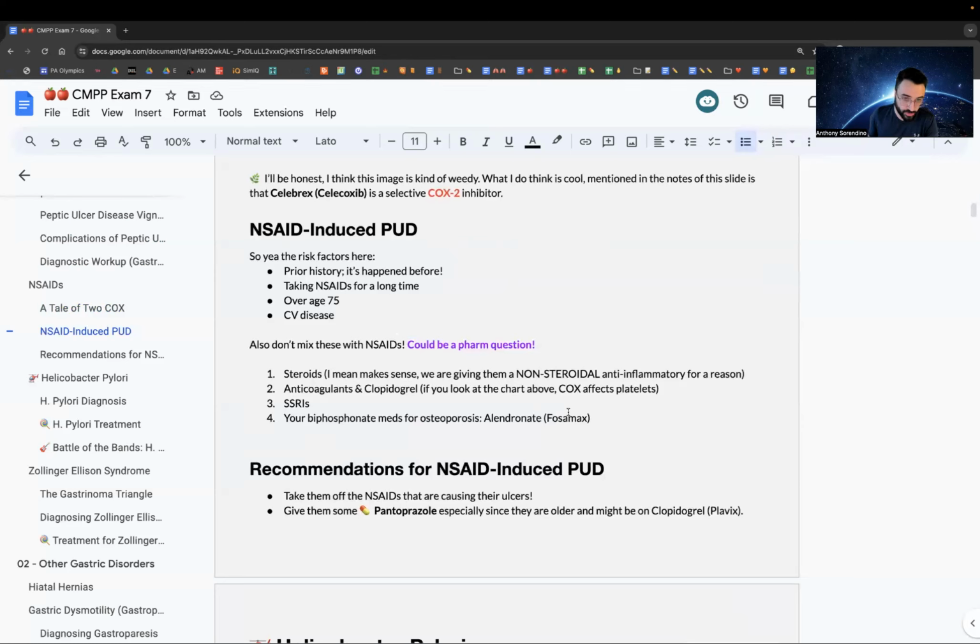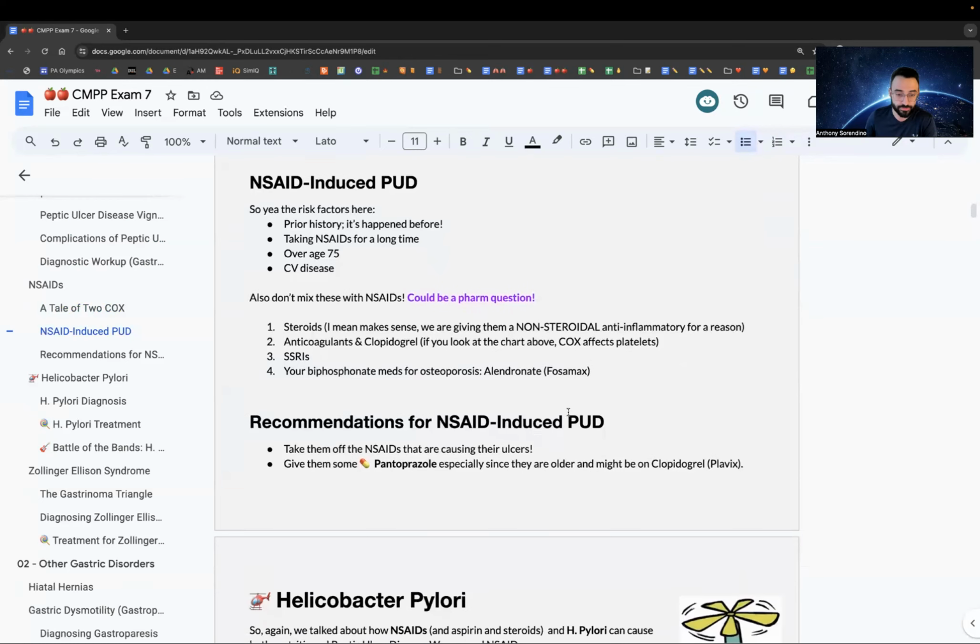SSRIs, so look out for those. And then bisphosphonate meds for osteoporosis, like alendronate. What do you think a lot of people over the age of 75 are probably going to be on? They might be on that medication. So look for that combination.